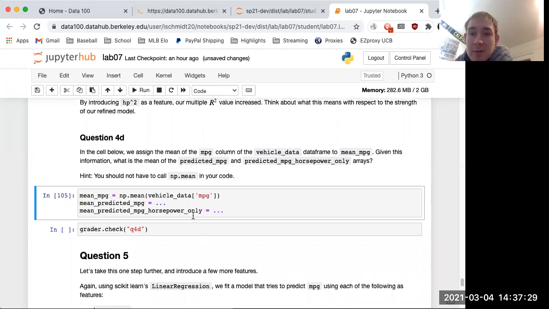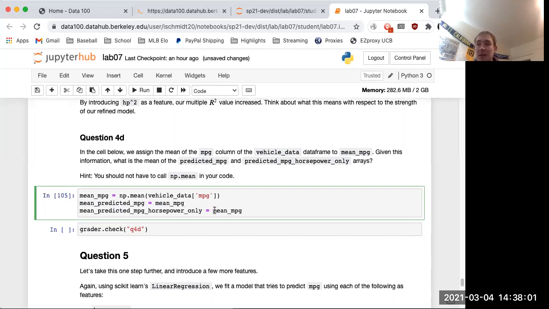So now what we can do is a kind of related question. We have here the mean of our miles per gallon data. So given this, how do we figure out the mean of our predicted values, both for the model with horsepower squared and for the model without horsepower squared, so just horsepower? This is kind of a trick question. And the answer is that it's literally just this mean.